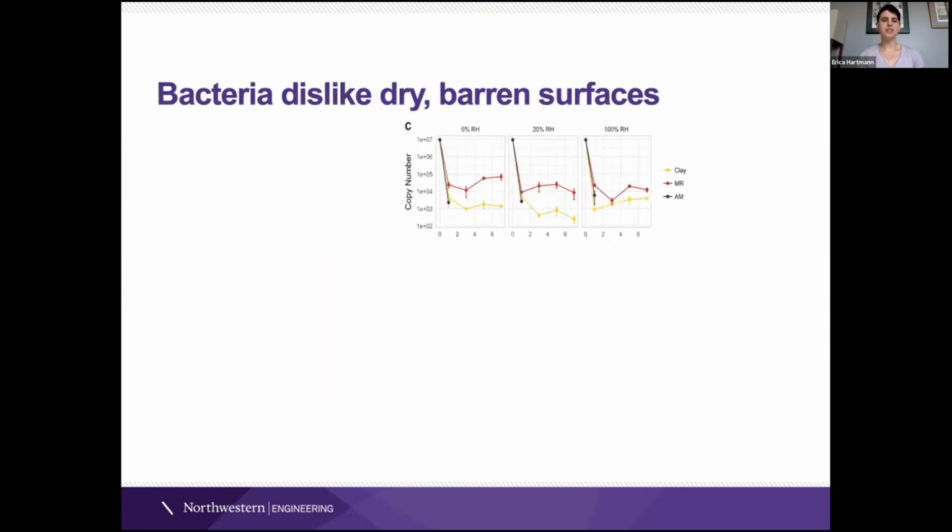And what we saw, somewhat unsurprisingly, is that when we put this mock community on these painted samples, everything died. Right? It's a dry, barren surface. We didn't give them a lot of water. We didn't give them anything to eat. Everything died pretty quickly. Not everything though. We saw several log reduction, but not everything died. Some things were able to persist on these surfaces.